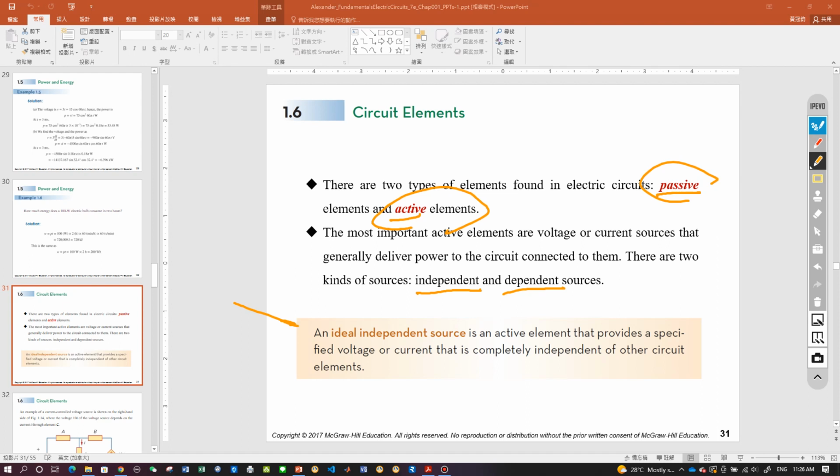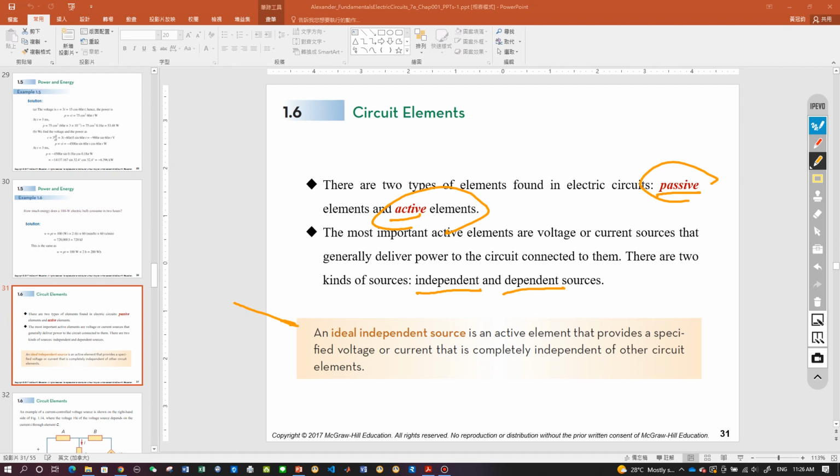Just say it. It's independent. I want to provide 5 volts. I want to provide 2 amps of current. No matter what the connected circuit is, do whatever you want, I always provide 5 volts and I always provide 2 amps. This is called an independent source.